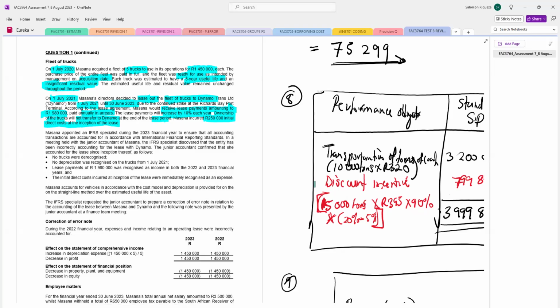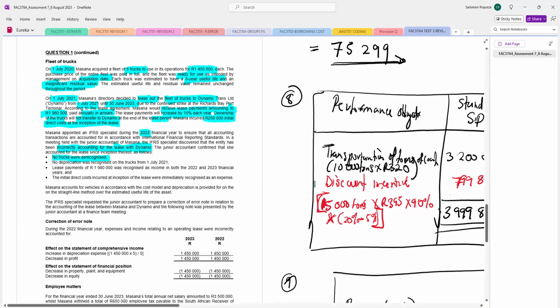Masana appointed an IFRS specialist during the 2023 financial year to ensure that all accounting transactions are accounted for in accordance with International Financial Reporting Standards. In a meeting held with the junior accountant of Masana, the IFRS specialist discovered that the entity has been incorrectly accounting for the lease with Dynamo. The junior accountant confirmed that she accounted for the lease since inception as follows. No trucks were derecognized, which is correct.